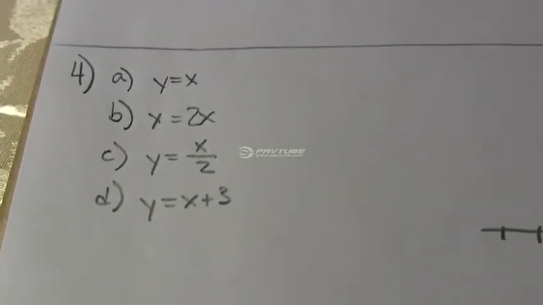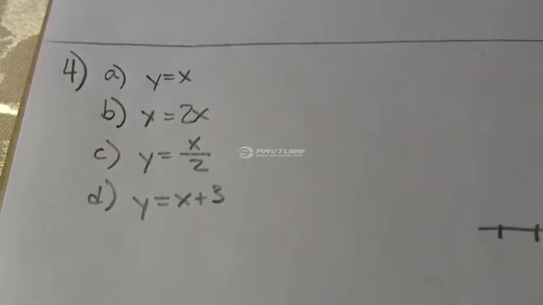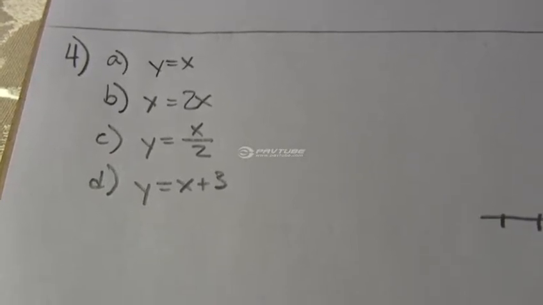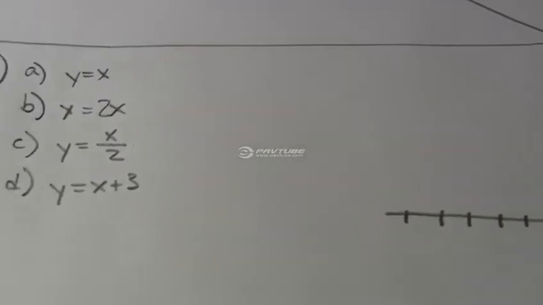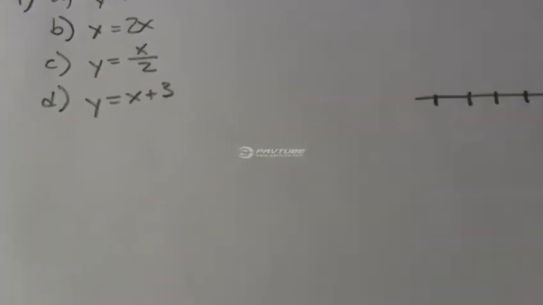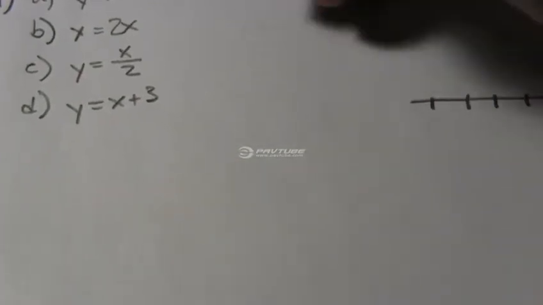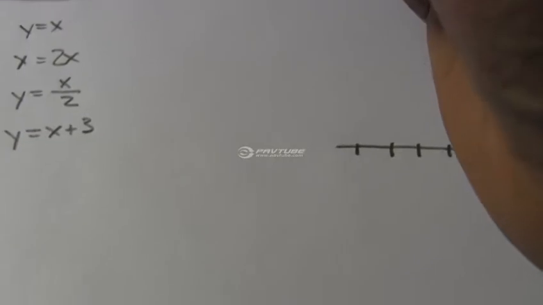Alright, so y is equal to x, y is equal to 2x, y is equal to x over 2, and y is equal to x plus 3. Okay, so the easiest one to think about is y is equal to x, because when we come over here, and you probably practiced these before, I forget what they're called, but I used to call them t-tables.